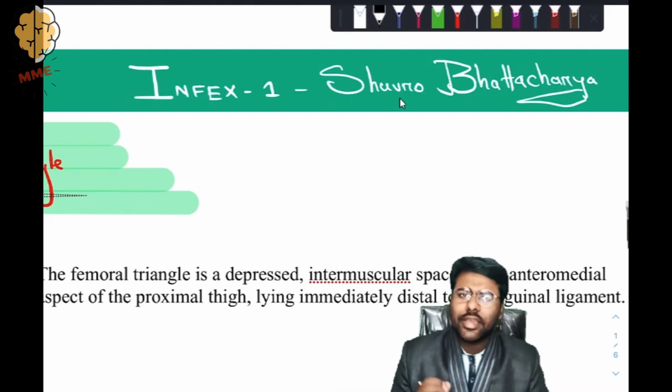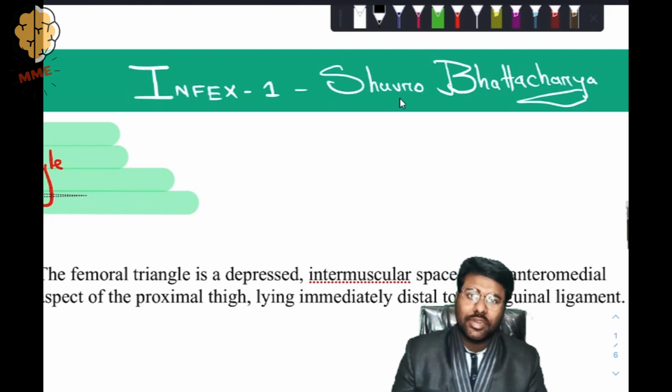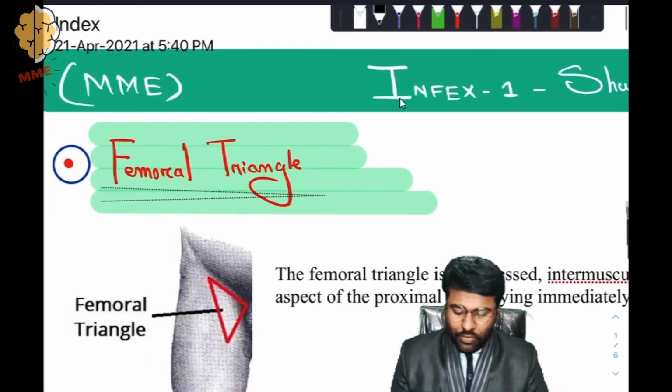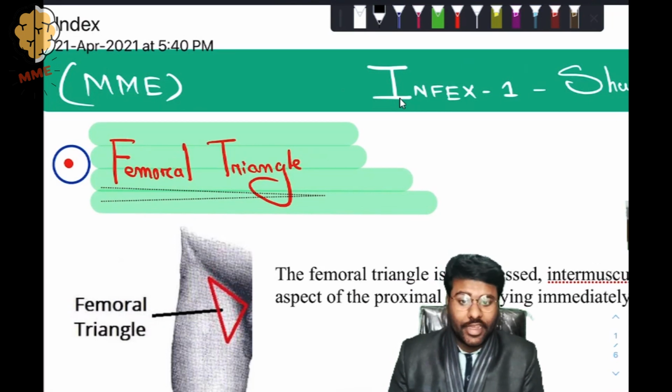I want to discuss the femoral triangle, femoral sheath, adductor canal, and also the knee locking and unlocking in an animation pattern. Okay, so let's start with the femoral triangle. First of all, you have to know what the femoral triangle is and where it is actually located.